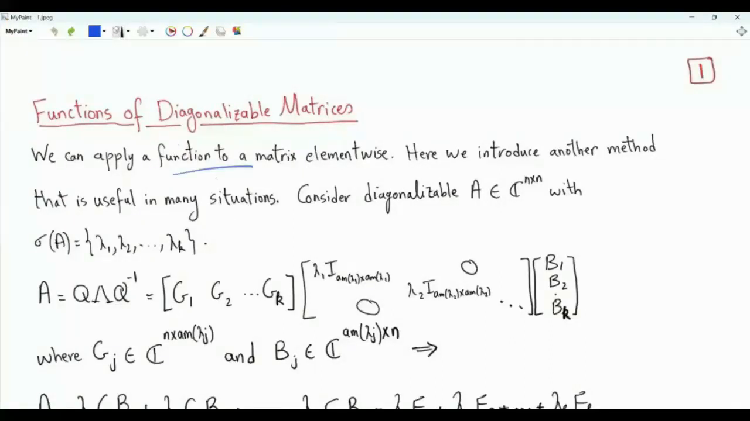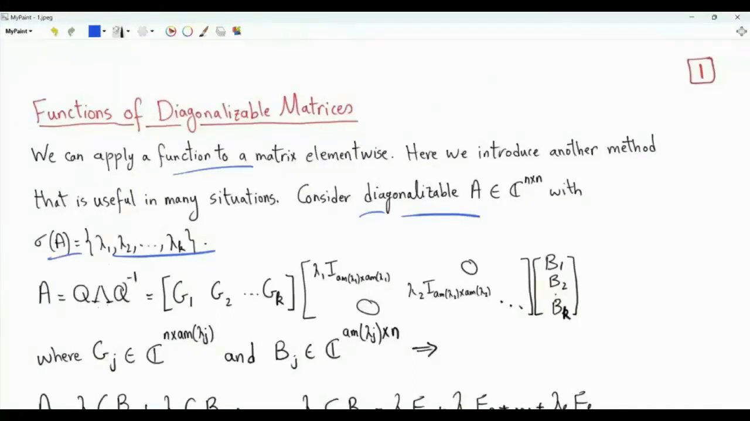This video is about functions of diagonalizable matrices. If we have a matrix, we can apply a function to it component-wise or element-wise, but this is not what we are talking about here. We are talking about applying a function to a matrix in a very particular way, and our focus will be diagonalizable matrices. Matrix A is an n by n matrix, and its spectrum, or set of eigenvalues, are those from lambda 1 to lambda k.